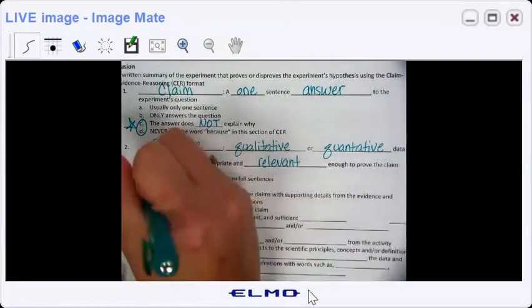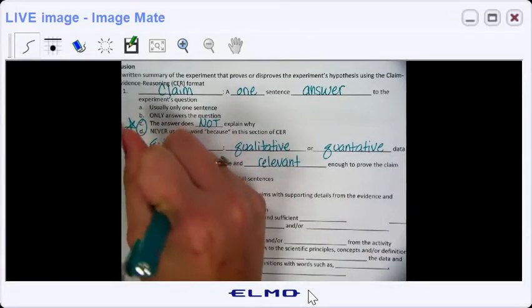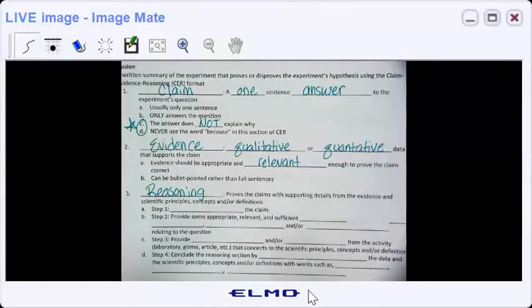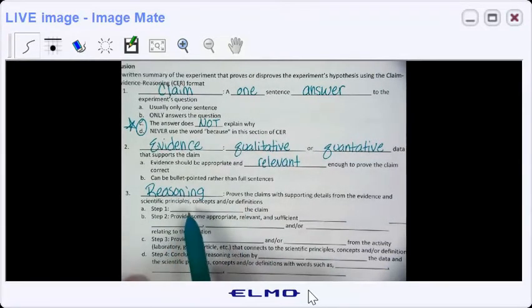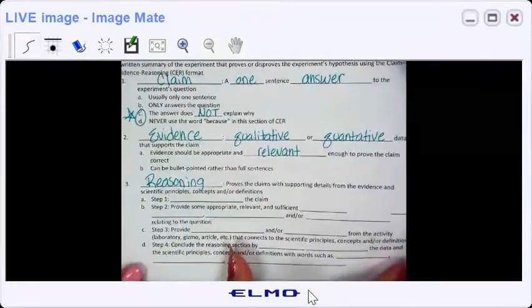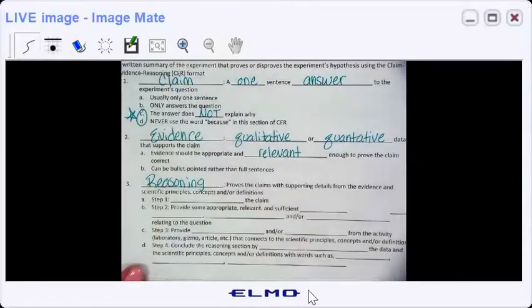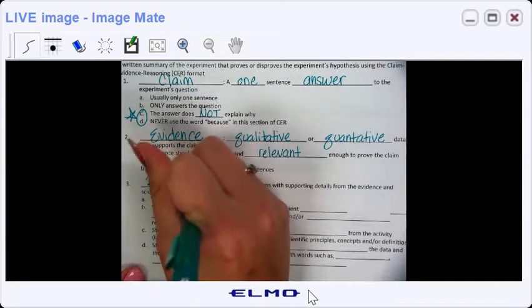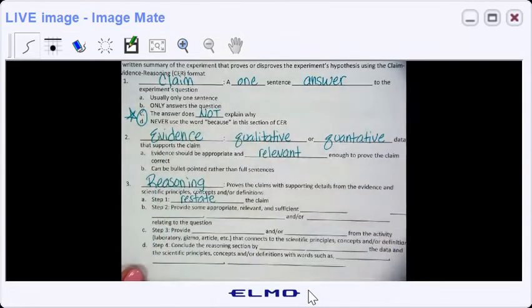And then your reasoning. This should be the longest section. It should be a paragraph. It has 4 steps, so there should be 4 sentences. You're going to first restate your claim. You can even write the same exact thing. That is totally fine. Or you can summarize it, but you're restating your claim.